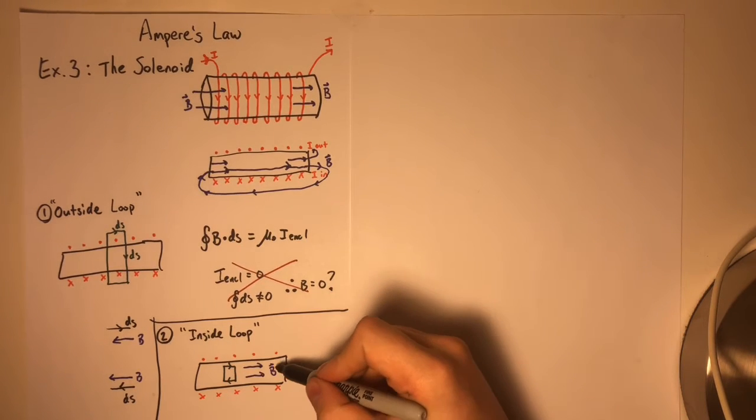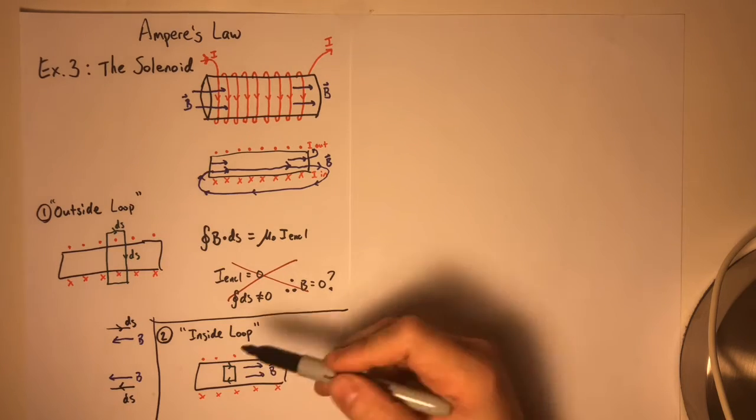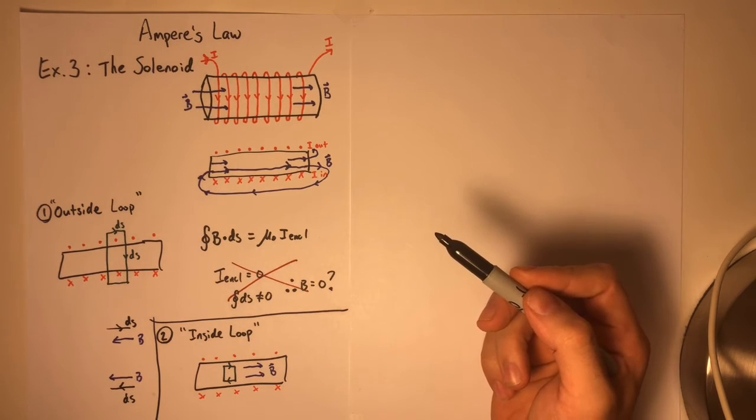Again, this is not because the magnetic field is zero. It clearly isn't. It's because our choice of Amperian loop didn't take advantage of the geometry of the setup to give us any sort of answer that made sense.